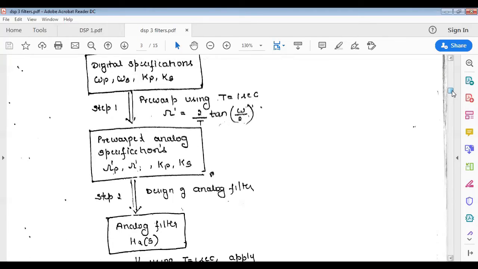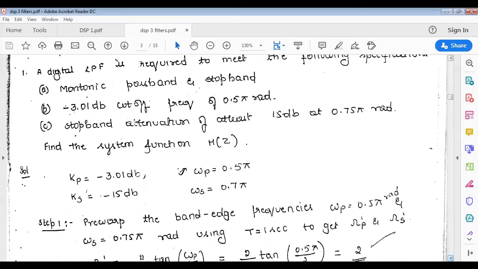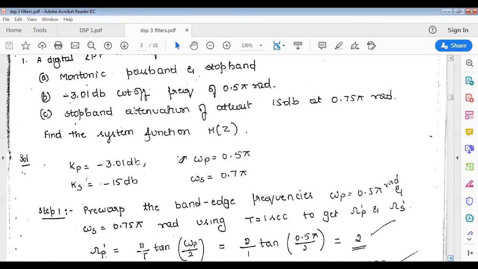We will try to design a digital filter with the given data: a minus 3.01 dB cutoff frequency at 0.5 pi radians, and a stopband attenuation of at least 15 dB at 0.75 pi radians. We have to find the system function H(z). The given data is Kp equal to minus 3.01 dB, omega p equal to 0.5 pi in the digital domain, Ks equal to minus 15 dB and omega s equal to 0.75 pi.